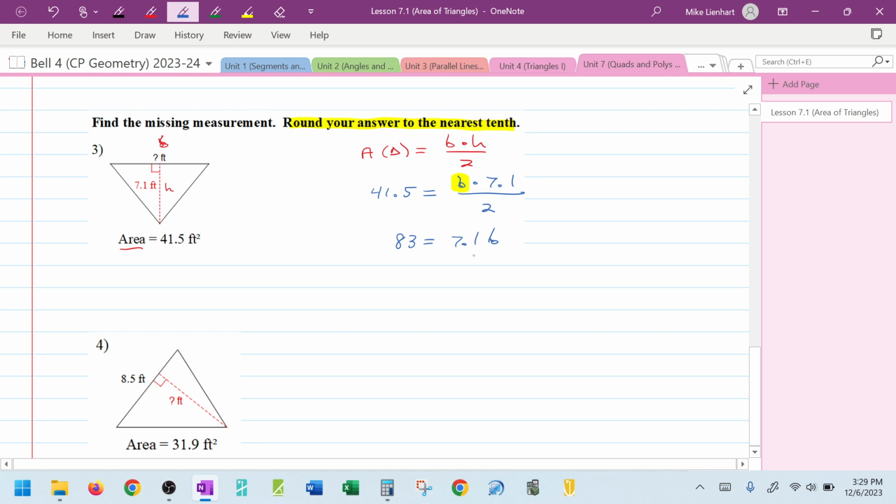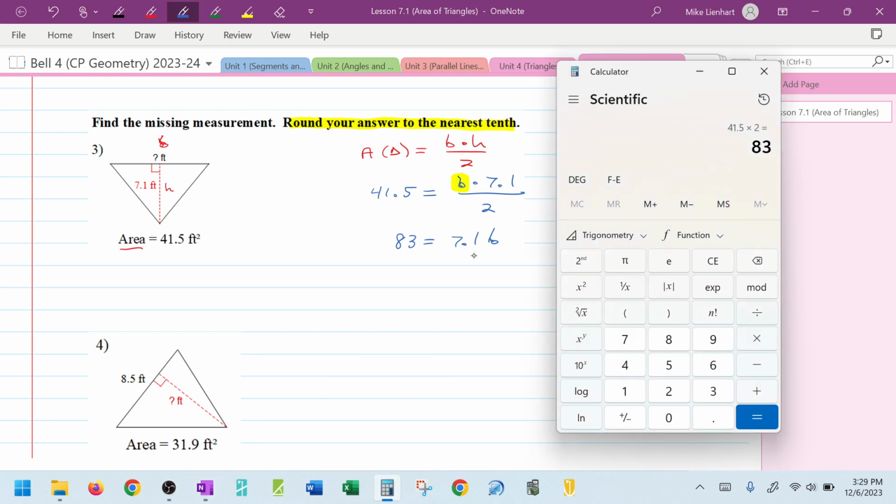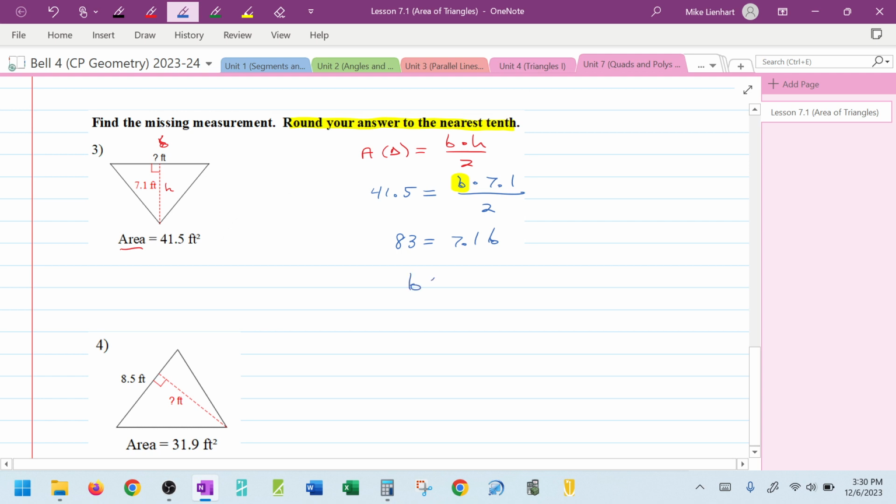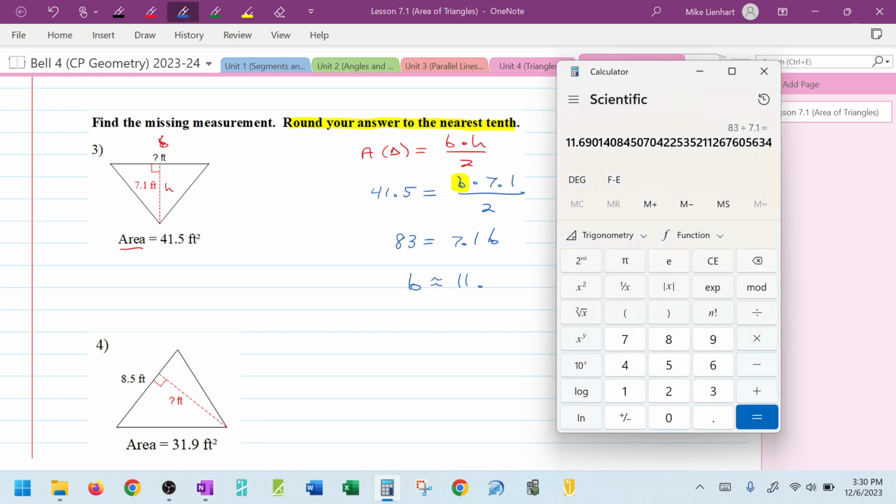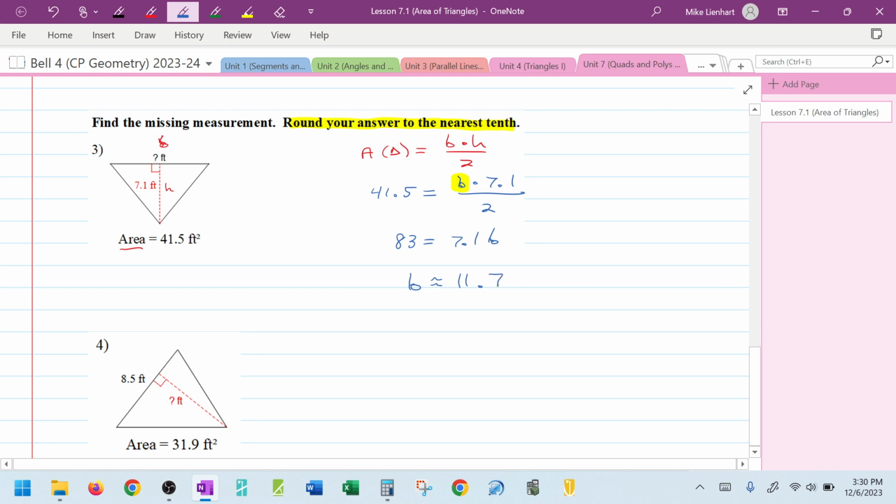To solve for B, I divide by 7.1. So if I take that 83 and divide it by 7.1, I get this decimal. All right, I know that B is going to be approximately equal to 11 point something. So let's see, it said round to the nearest tenth. The 6 is in the tenth spot. The number after it, 9, tells me to round that 6 to a 7. So I'm going to write 11.7. But once again, they gave me units, so I need to write my answer with a unit. Because the area is what is squared, the base is just a measurement, so it's just feet.